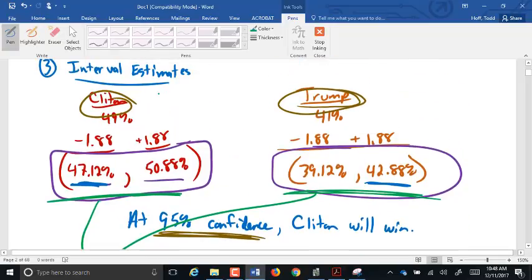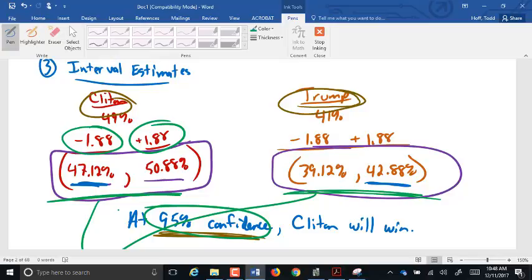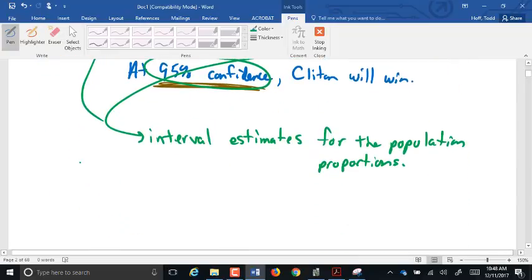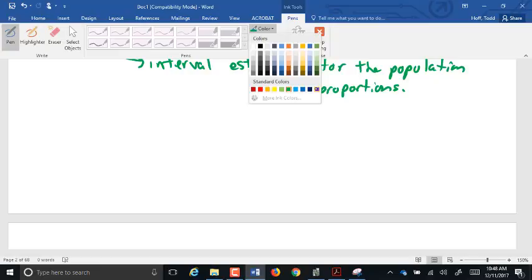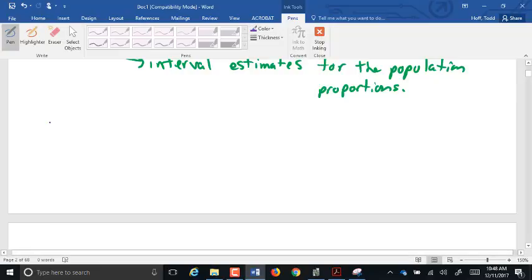Now, the one thing we haven't gone over is how do we get this margin of error of 1.88? And that comes from the confidence level. And one of the things we didn't get to last week is the confidence level goes down, that margin of error would get smaller. They're directly related. We did talk slightly about the margin of error and sample size.